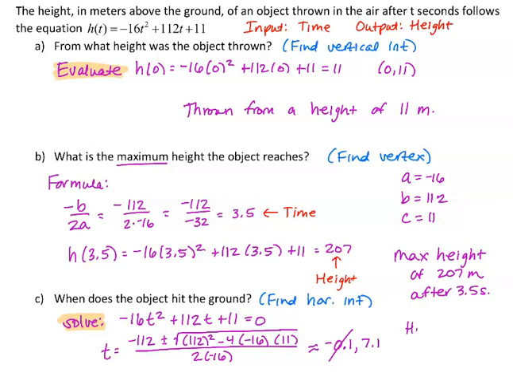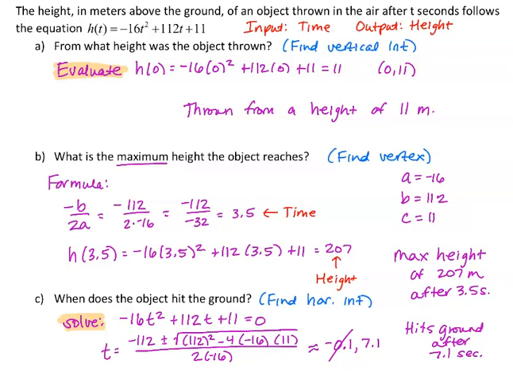So this is telling us that it hits the ground after 7.1 seconds. So you started at a height of 11 meters. You launched it into the air. It went up for 3.5 seconds until it got to a maximum height of 207 meters. Then it started falling back down to the ground and hit the ground after 7.1 seconds.